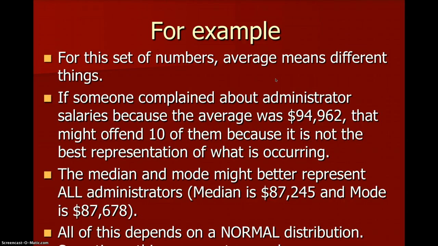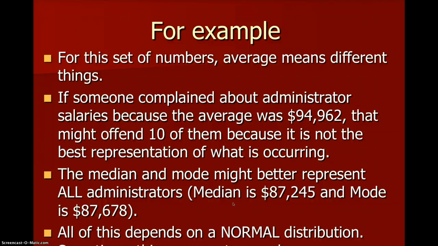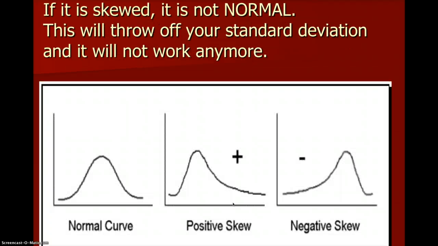The median and the mode, these numbers, probably are a better representation of the data. The median, which is 87,245, and the mode, which is 87,678, are probably more typical of the average administrator salary. All of this depends on something called normal distribution, but sometimes things are not normal. Sometimes the data is skewed, and hopefully most of y'all are familiar with something called the normal curve.